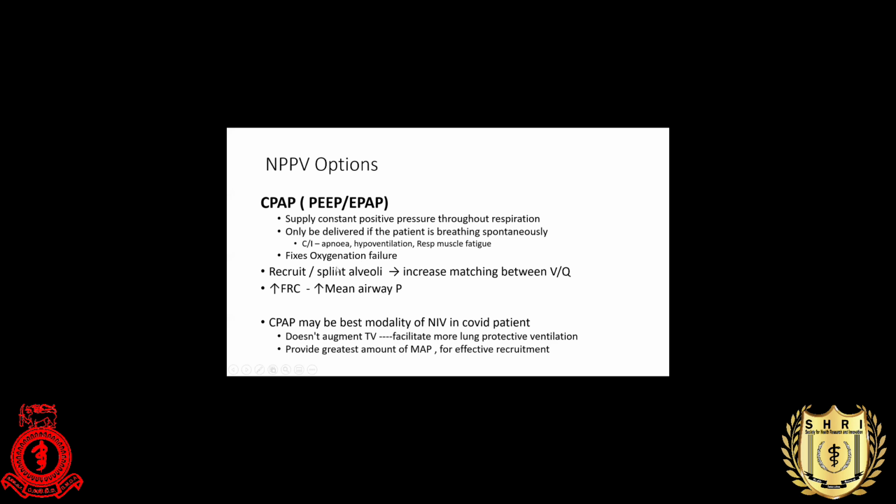So what happens once you're giving positive pressure ventilation? The patient's alveoli split open, and that will prevent them from collapsing during expiration, and also this will recruit more alveoli, which will improve the matching between ventilation and perfusion, and that will finally increase the patient's saturation. Also, it will increase the mean airway pressure, by which you can increase the functional residual capacity of the patient, and that will cause a large amount of air at the alveolar level to the ventilator.